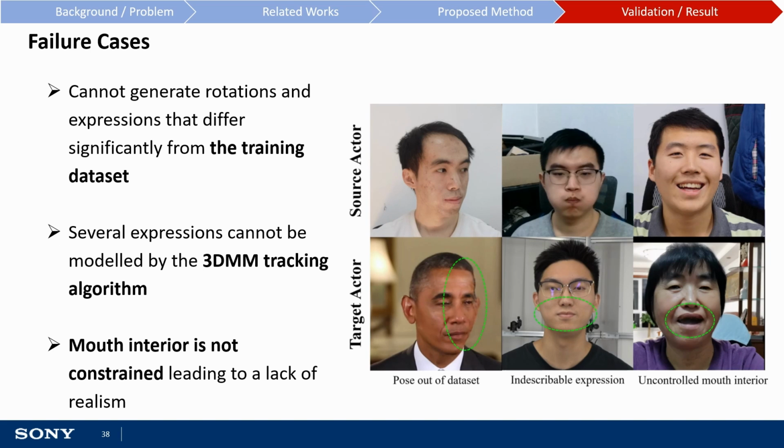So the last section is failure cases. Even though they achieve state-of-the-art results, their model still has some limitations as described in their paper. First, their image-to-image translation is limited by the quality and variation of the training dataset. It cannot generate rotations and expressions that differ significantly from the training dataset, as shown in the first column of the figure. Second, the tracked 3D model is not capable of accurately describing detailed expressions, leading to inaccurate expression control, as shown in the second column of the figure.